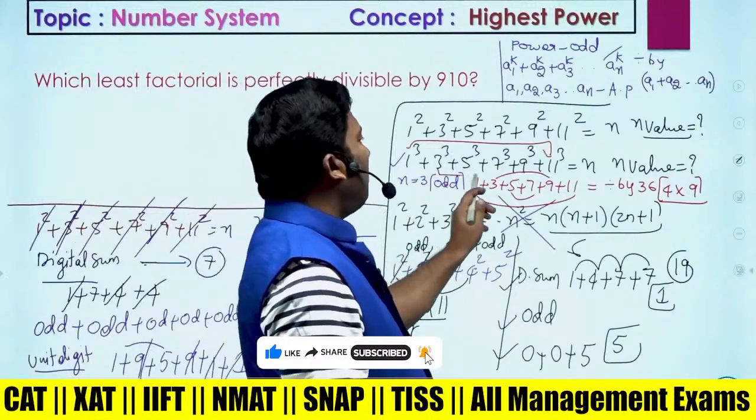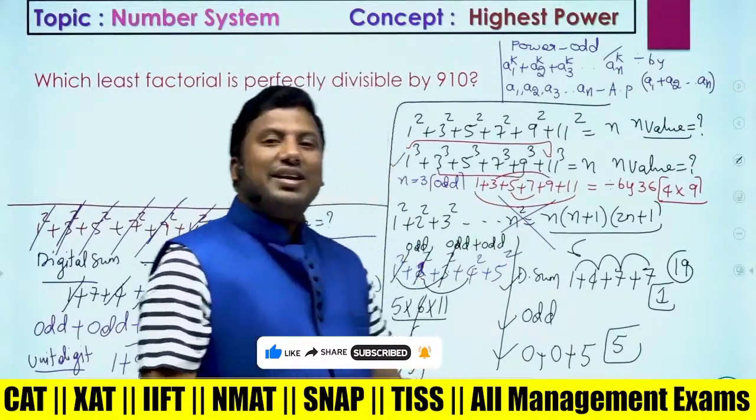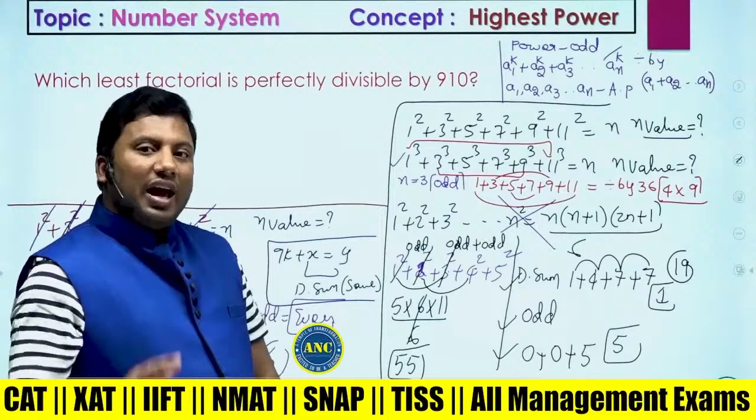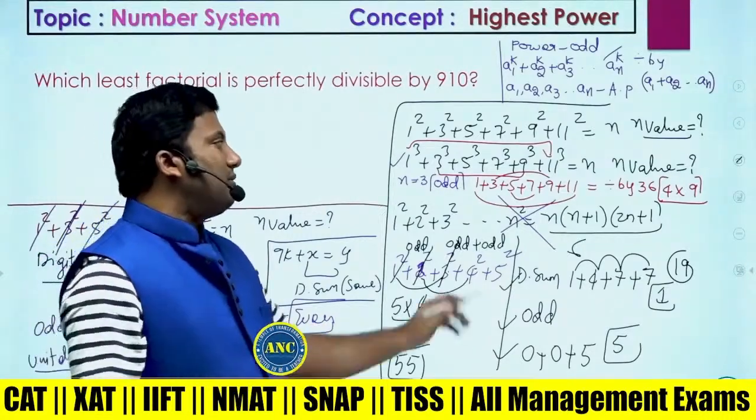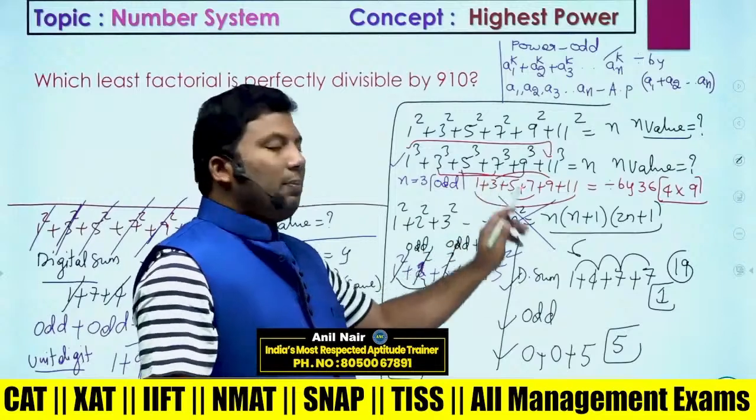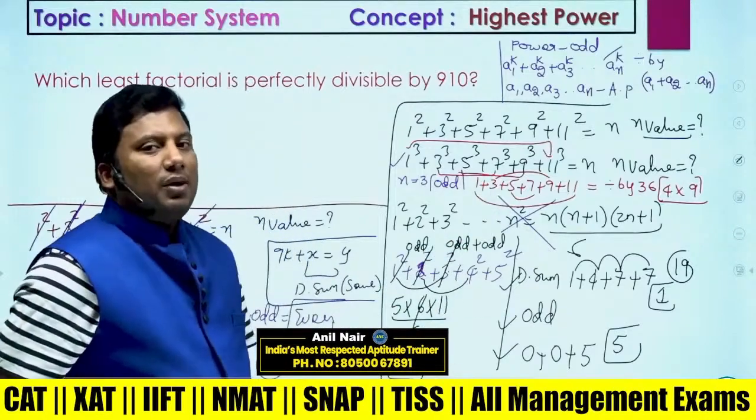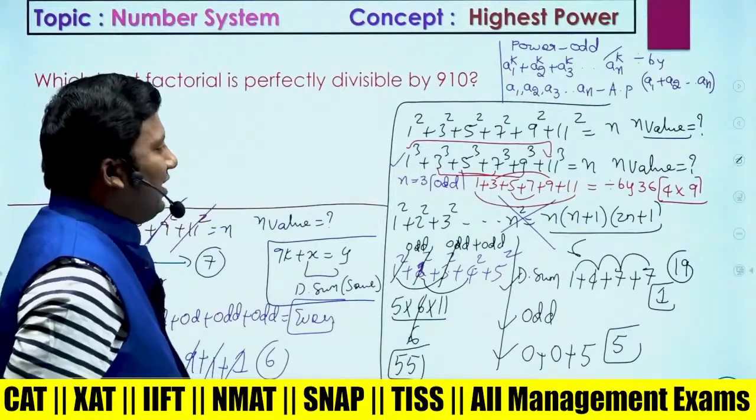3 power 3 plus 9 power 3 is divisible by 3 plus 9. A power n plus b power n is always divisible by a plus b if n is an odd number.